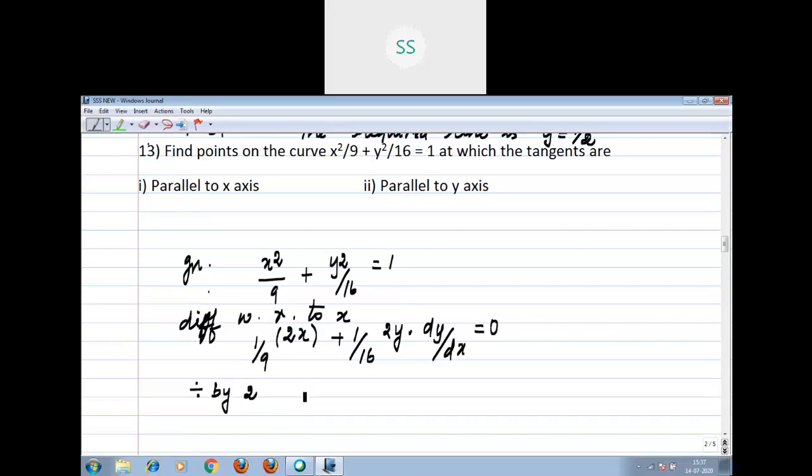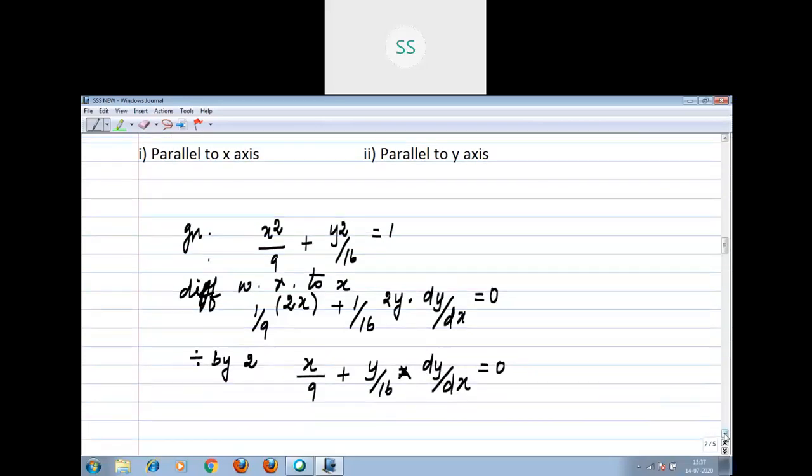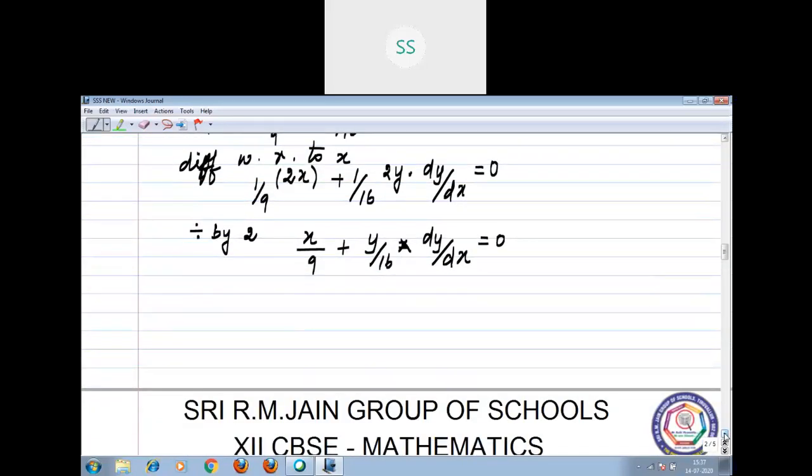You see here x by 9 plus y by 16 equal to, into dy by dx equal to 0, right? Into, this is your multiplication. Now, we want what is dy by dx. That alone I'm going to keep on the left side, the rest of the thing.